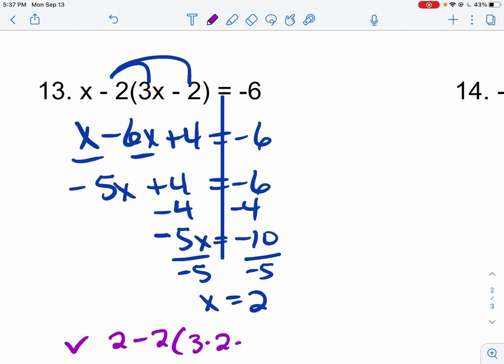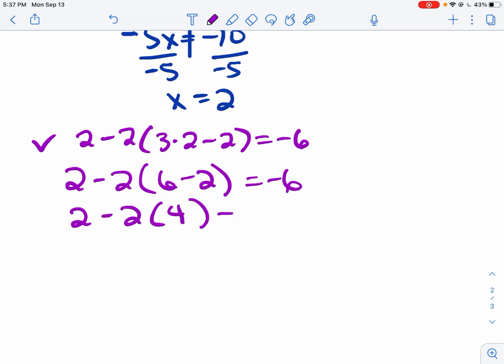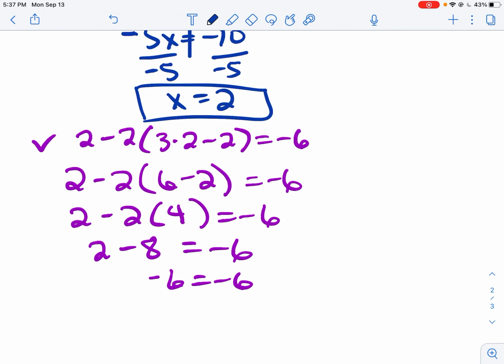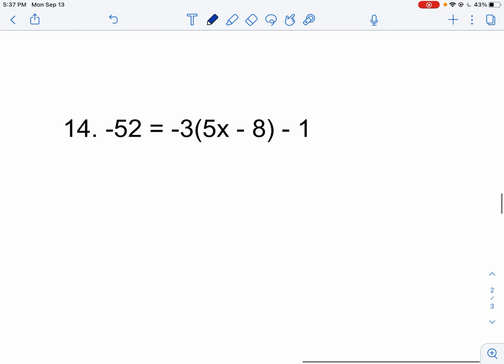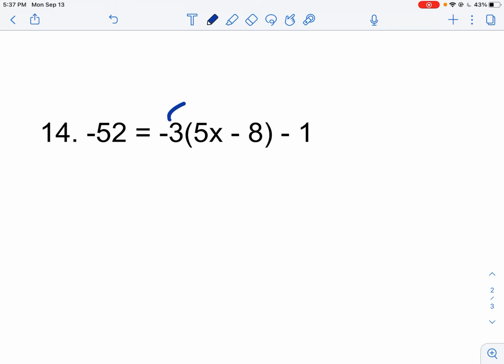Then I check my work. 2 minus 2 times the quantity 3 times 2 minus 2 equals negative 6. See if this works. 2 minus 2, 6 minus 2. 2 minus 2, this would be 4. 2 minus 8. And yes, negative 6 equals negative 6. And here we go. I believe this is the last problem. It is. So, I'm going to multiply through.